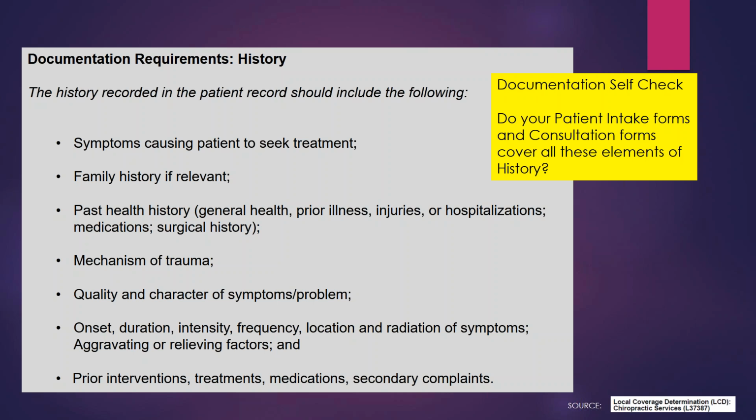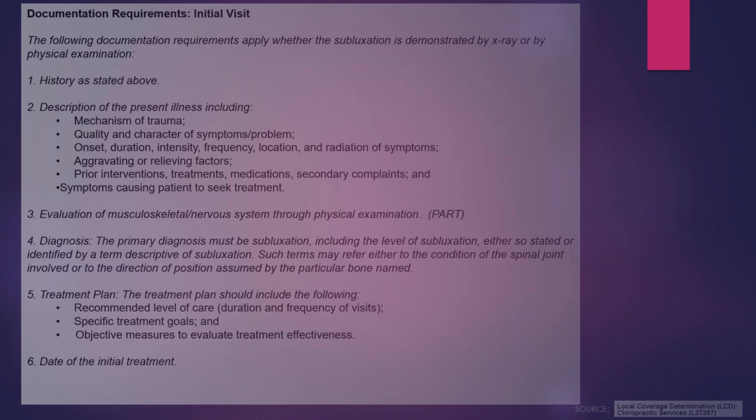Past medical history, mechanism of trauma, quality and character of symptoms or problem, onset, duration, intensity, frequency, location, and radiation of symptoms, aggravating or relieving factors, and prior interventions, treatments, medications, and secondary complaints. Ask yourself this question: does your consultation form or do your patient history forms address all of these issues? And if not, then you may need to shore up that documentation so that you can take a complete history on a patient if warranted and if necessary.